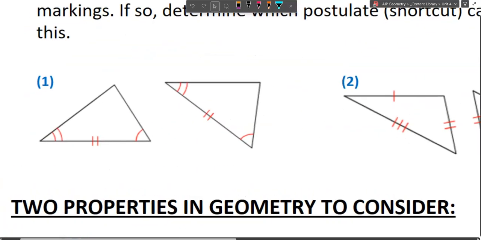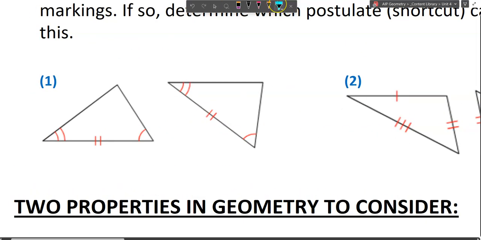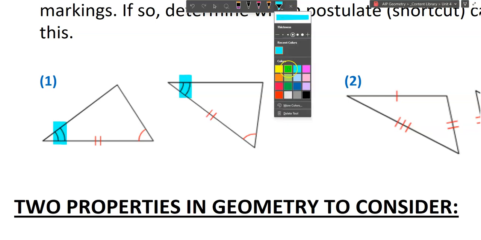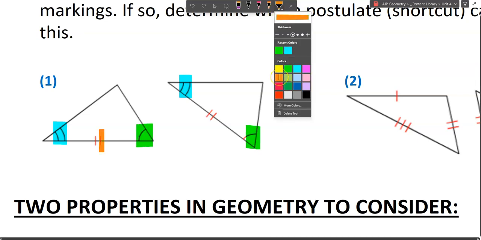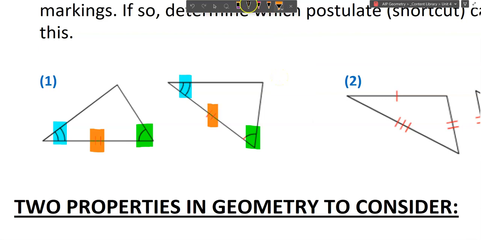So in the first question, what I see here, and we'll use my highlighter for this, is we see a pair of angles that are congruent to each other, that are the same. We have 2 angles here that are congruent, and they are also the same. And last but not least, we have a pair of sides that are the same. So in this situation, we're really using 2 angles and a side. So the question is, is it angle, side, angle, or is it angle, angle, side?